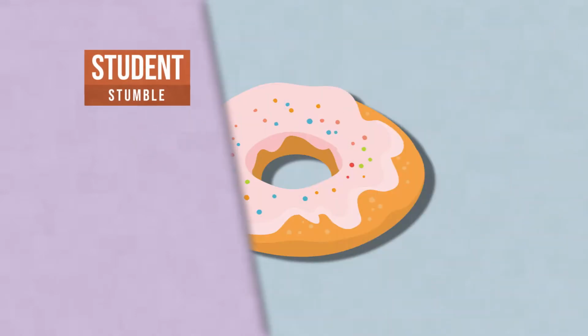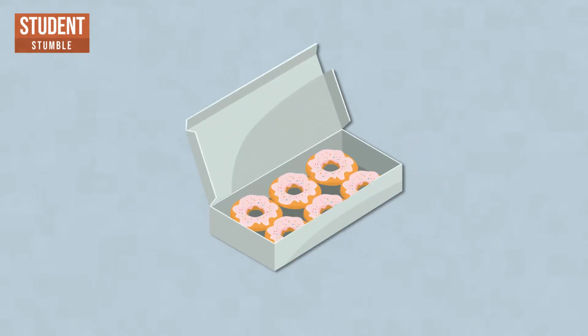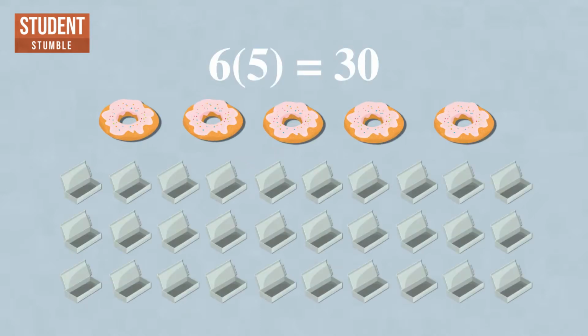But first, donuts. An example about donuts, that is. Harvey's Donut Shop sells 6 donuts in one box. How do you think students would represent this situation algebraically? They will often write 6D equals B. This is not correct though, because this equation implies that only 5 donuts would be in 30 boxes.